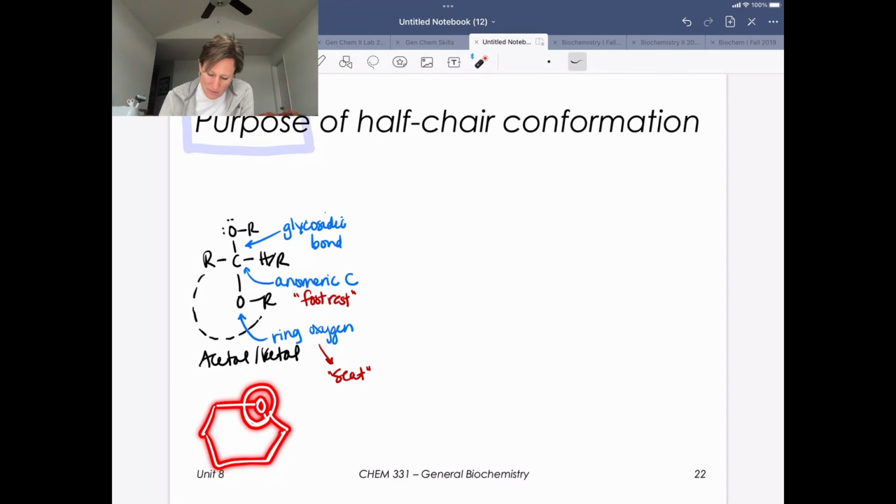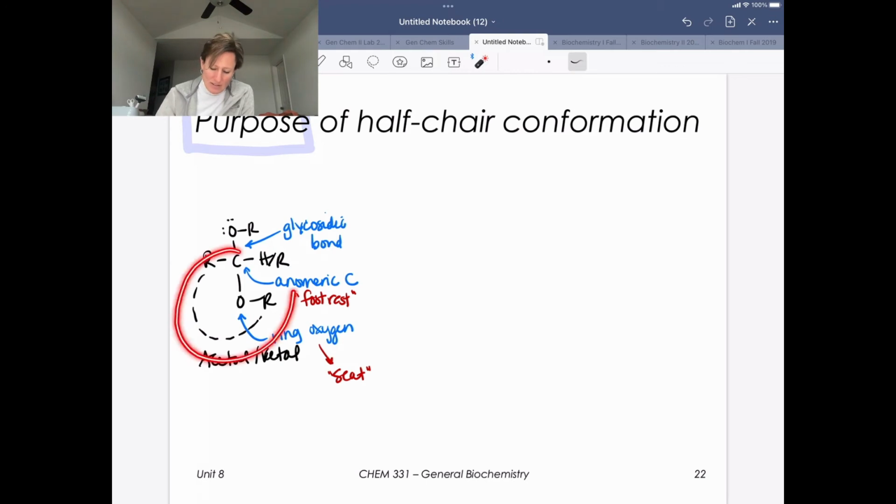So this oxygen is that oxygen. This carbon is that carbon. And then the rest of the ring is right here. So this is our cyclized sugar. And then when we have this guy, and that disappears, then we're going to have our glycosidic bond that hooks it to the next sugar. That's that. So, orienting you to what those pieces are.